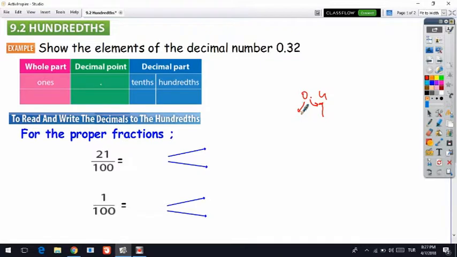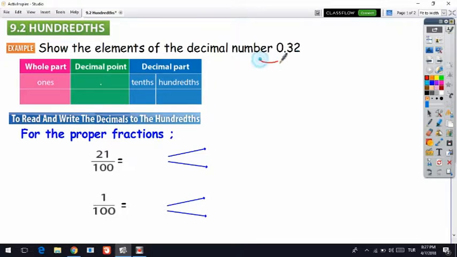Everybody, today we are going to talk about hundredths. Hundredths means if you have two numbers after the decimal point, you are in the hundredths digit. Today's lesson is about that. Okay, show the elements of the decimal number 0.32.